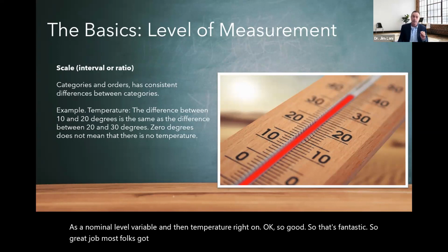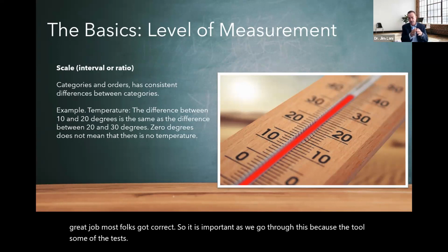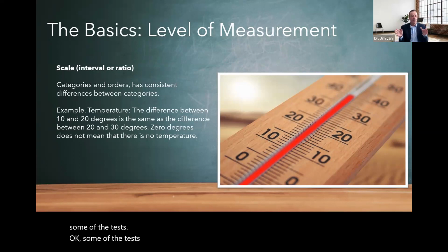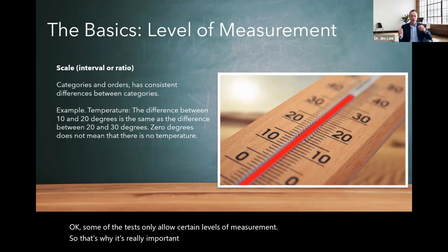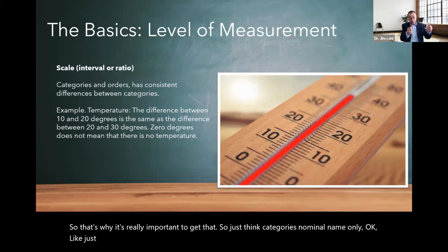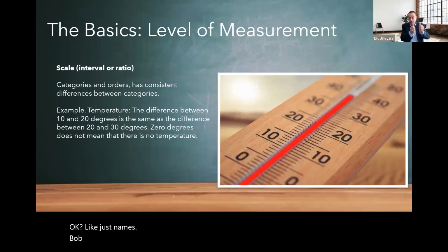So it is important as we go through this, because some of the tests only allow certain levels of measurement. So that's why it's really important to get that. So just think categories, nominal, name only, okay? Like just names. Bob, Sally, Fred, those are just names of things. There's no order to them, okay?